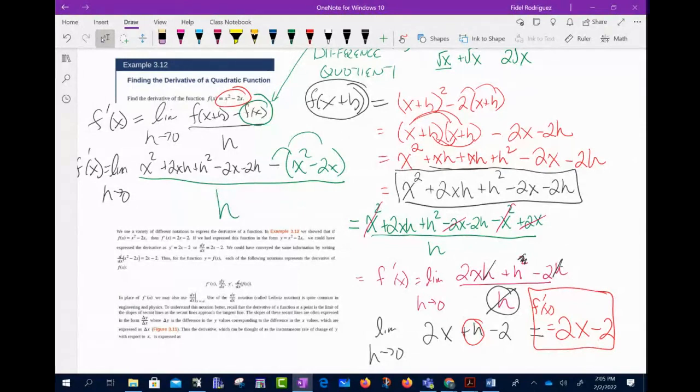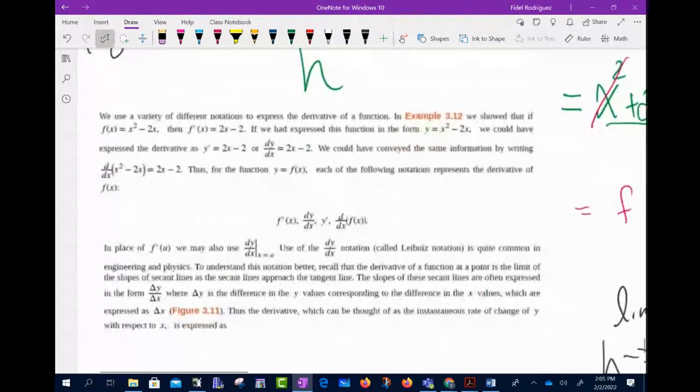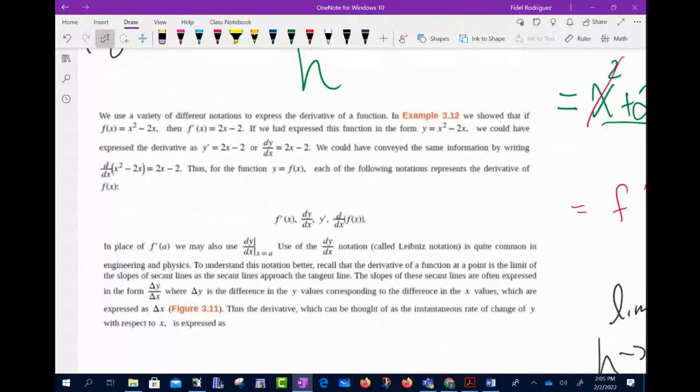Okay, so again, I know the algebra is a lot. I'm not going to try to tell you it isn't, because it is, right? It is a lot. So look, I want to zoom in because I want to talk about a couple of things. So first it says we use, and I'll zoom back out a little bit so you guys that missed it can copy in a second, but it says we use a variety of different notations to represent the derivative of a function. So we found the derivative of f of x equals x squared minus 2x to be f prime of x to be 2x minus 2, right? We just found that derivative.